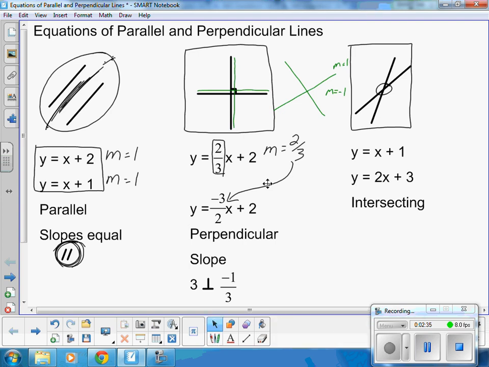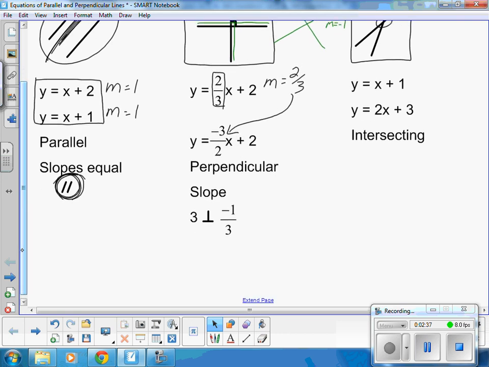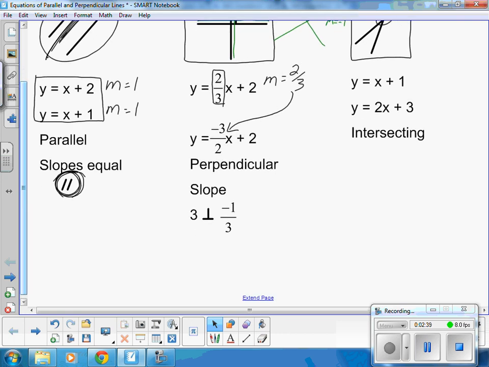All right. So another example for perpendicular, okay, is if we have a slope of 3, something that is perpendicular would have a slope of negative 1/3, because the reciprocal of 3 is 1/3 and the opposite is negative.